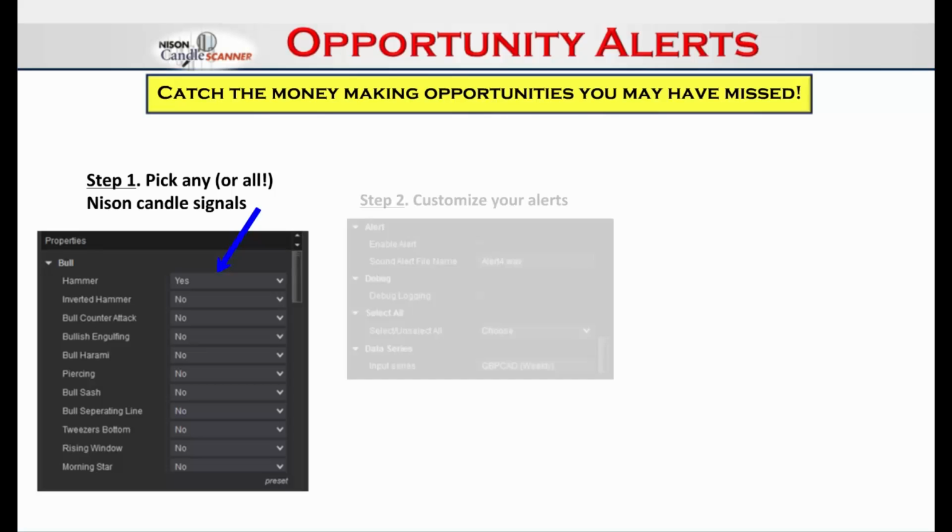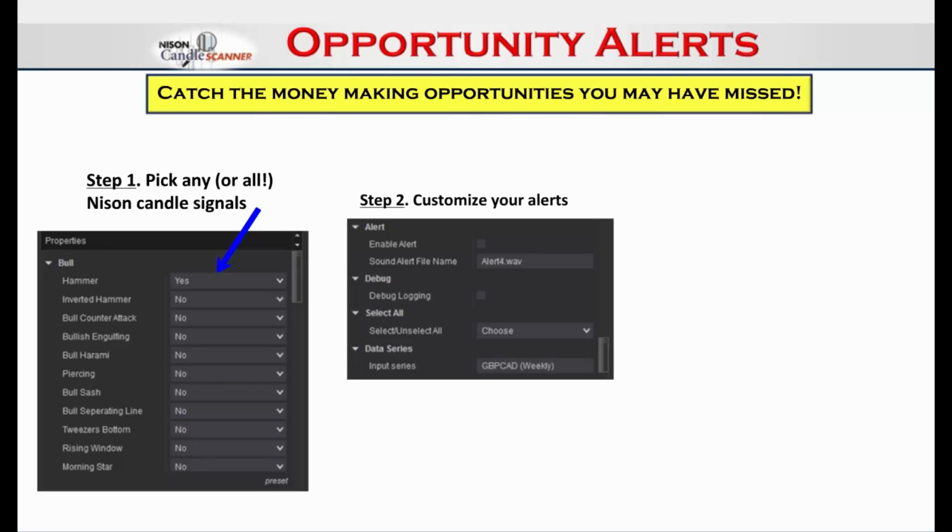And then you put in how you want to be alerted. And as we know, Ninja has lots of great ways to be alerted. What I'll do actually is I'll have a sound come up on my computer.